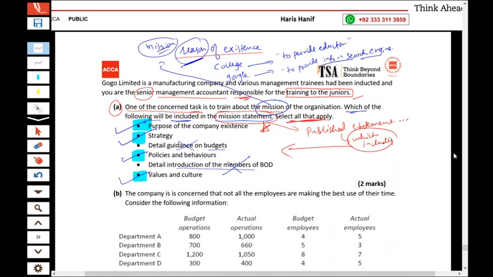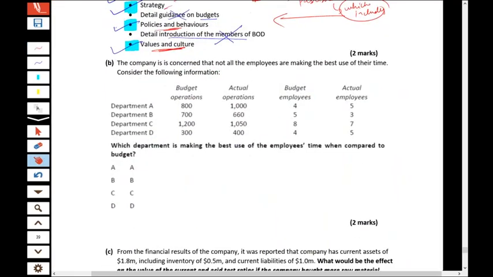The aim of publishing the mission statement is to make people aware of what the organization is dealing in, what its strategies, policies and behavior, guidance, and values and culture are, and why the organization exists. These are the main contents of the mission statement, and it is a published statement which is publicly available. When something is published, that means it's for the public. Okay, so let's move on to the next MCQ in this case-based OTQ.